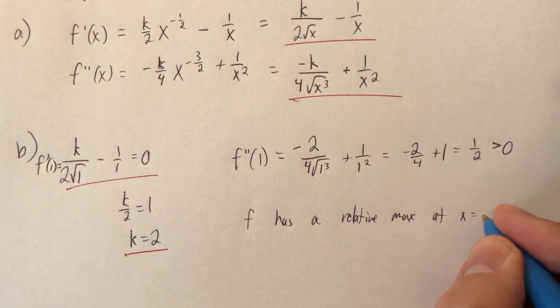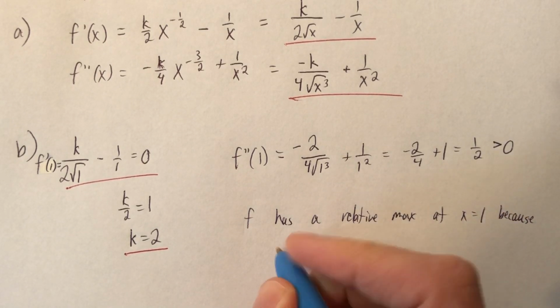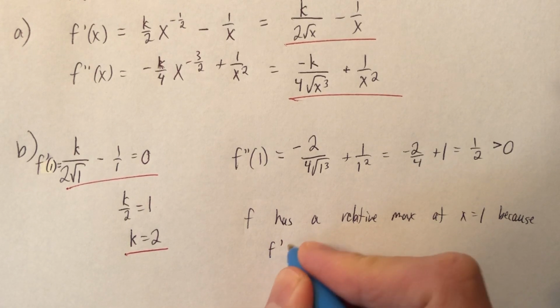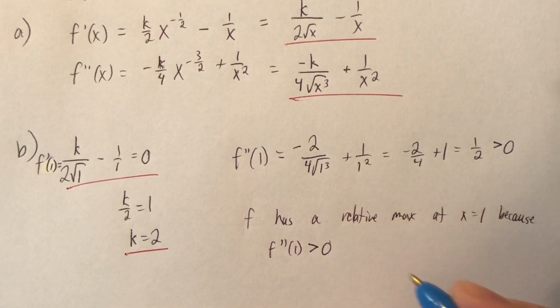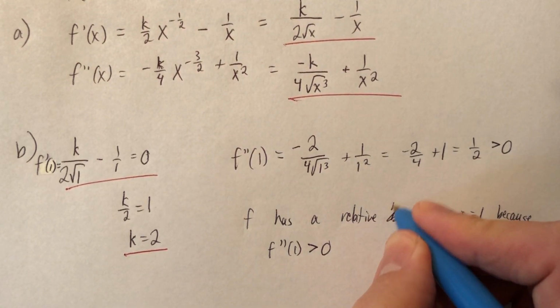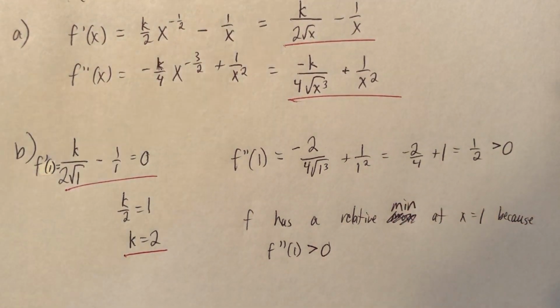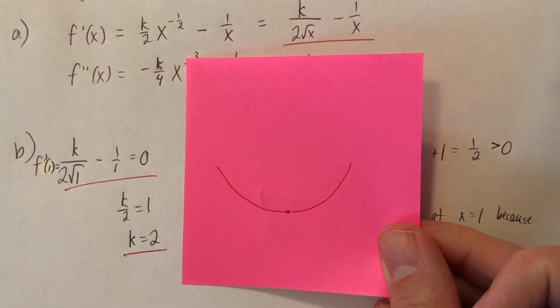At x equals 1, because f double prime of 1 is greater than 0. And I just said the wrong word. It has a minimum. I'm sorry. Whoops. Some of y'all might have been way ahead of me on that. Because the concavity is up, this is a minimum point.